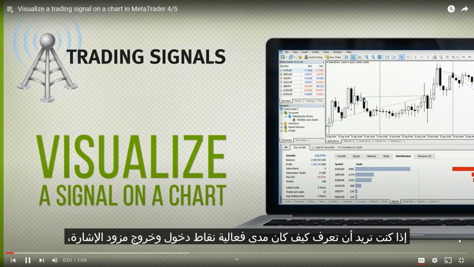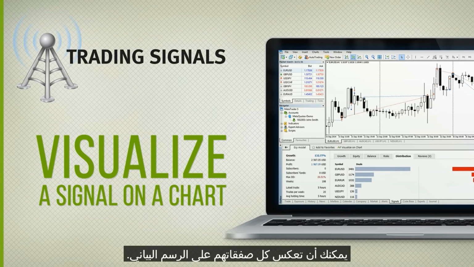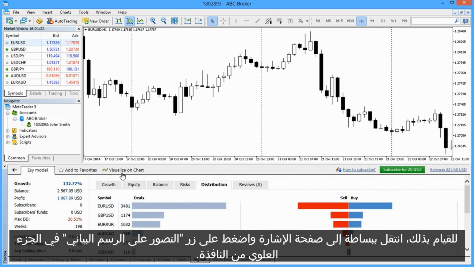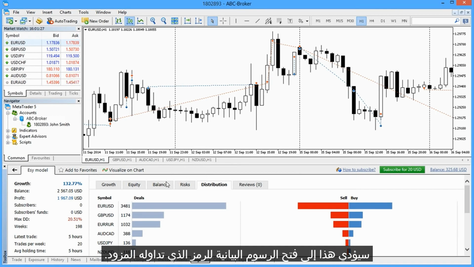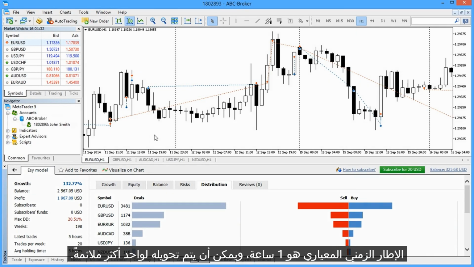If you want to know how effective the signal provider's entry and exit points were, you can reflect all their deals on a chart. To do that, simply go to the Signal page and press the button Visualize on Chart in the upper part of the window. This will open the charts of the symbols that a provider traded. The standard time frame is 1 hour and can be switched for a more suitable one.